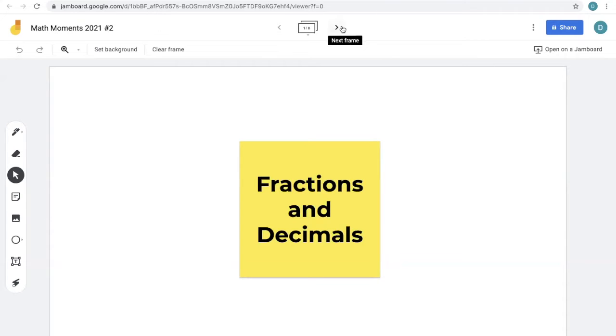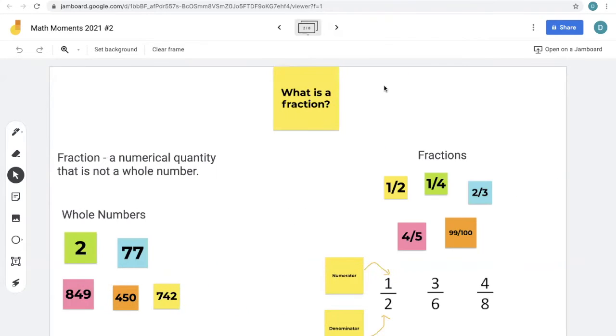So without further ado, let's get into it. What is a fraction? A fraction is a numerical quantity that is not a whole number. So this definition shows us that a fraction is a number, and now we need to define what whole numbers are. Whole numbers are a lot of things that we're familiar with. There's 2, 77, 849, 450, 742. Basically, any of the numbers that you're used to counting: 1, 2, 3, 4, 5, 6, 7, 8, 9, 10, that kind of thing.